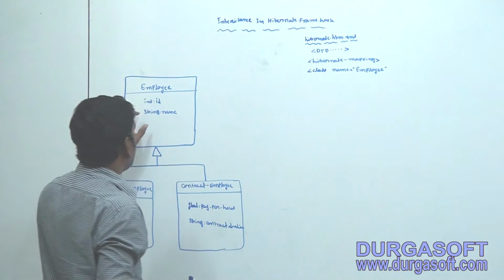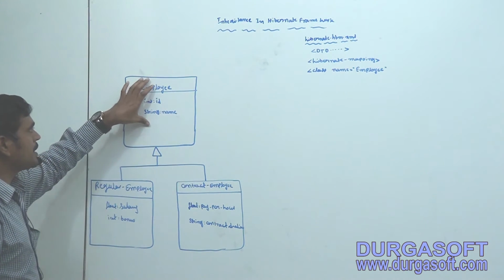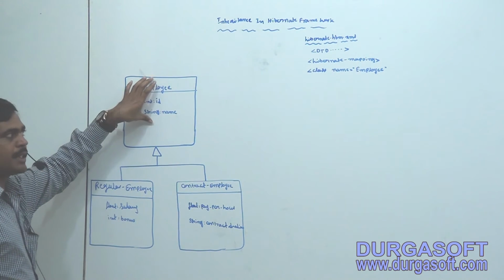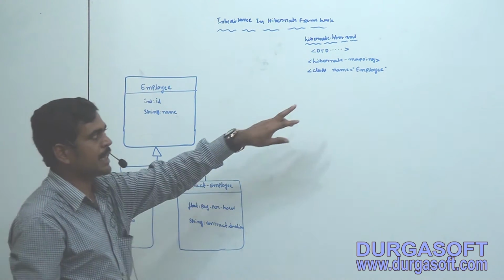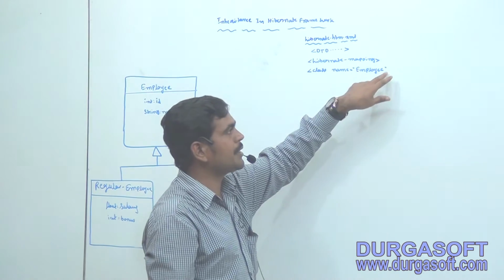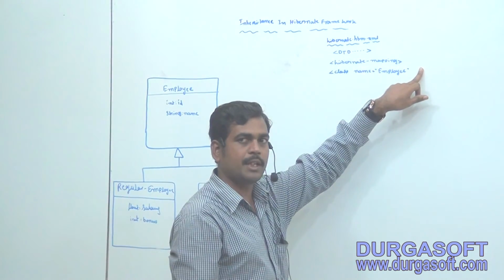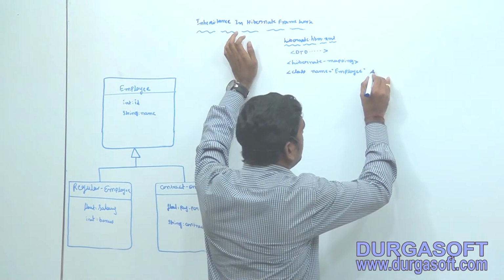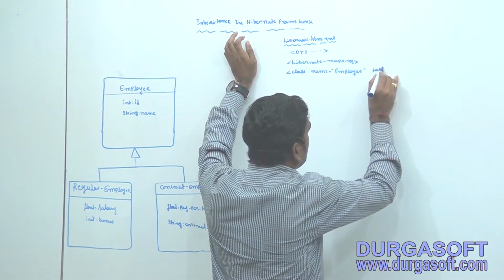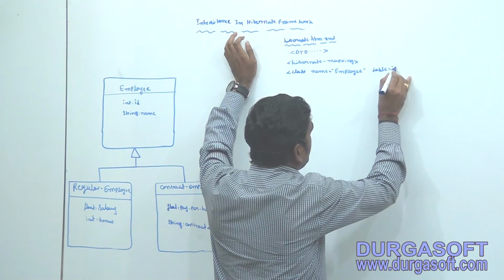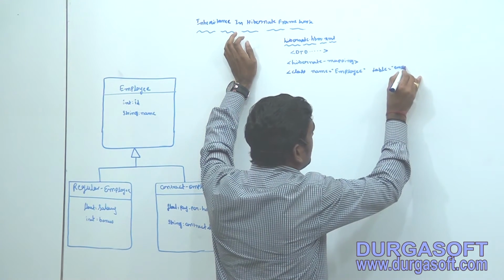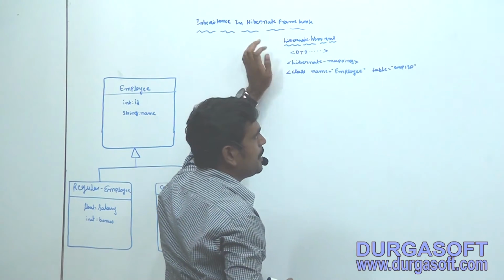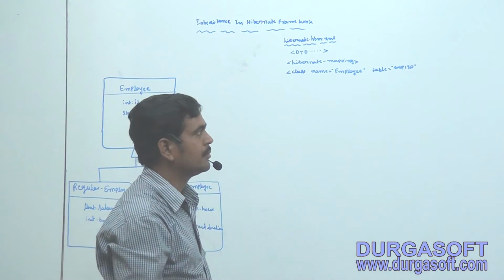If the package is there, this class is available inside the package, assume that. In that case, we must and should mention the package also: com.durga.employee, assume that. We have to take the package name also. The next, table. Table is equal to EMP120, some table name.